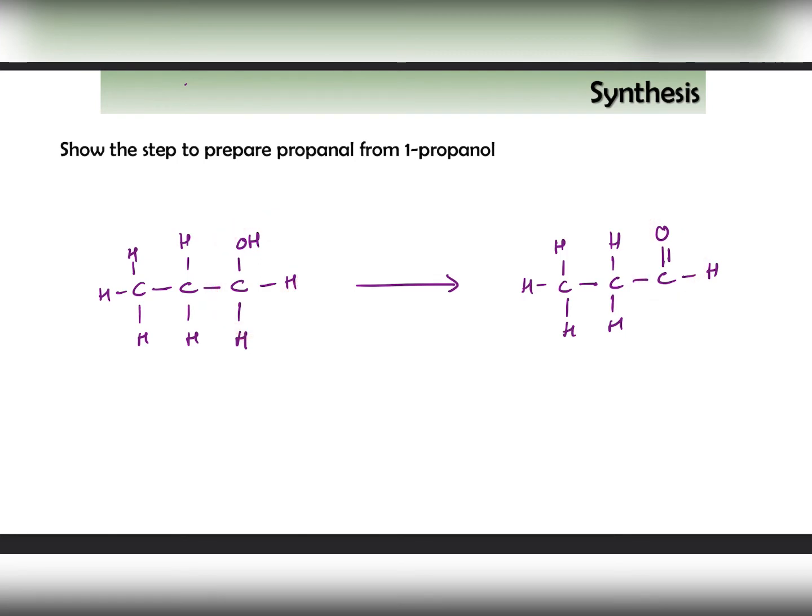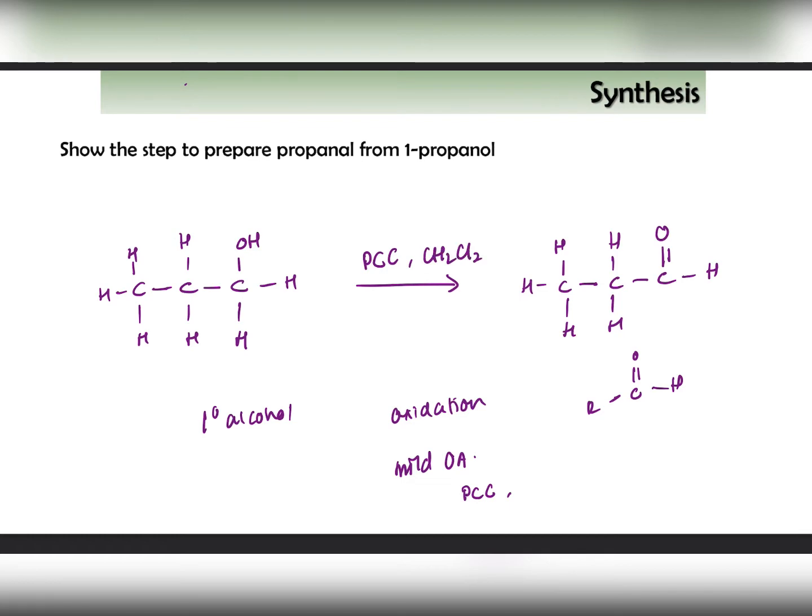Okay, so remember alcohol. So ini adalah your primary alcohol. So primary alcohol can undergo oxidation to form aldehyde. Okay, so to form aldehyde, kamu mesti pilih specifically mild oxidizing agent sahaja, which is PCC in CH2Cl2. Okay, so barulah kamu dapat propanal.